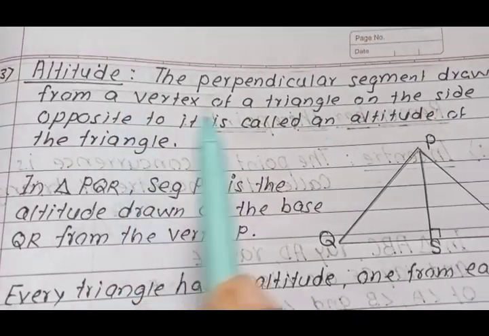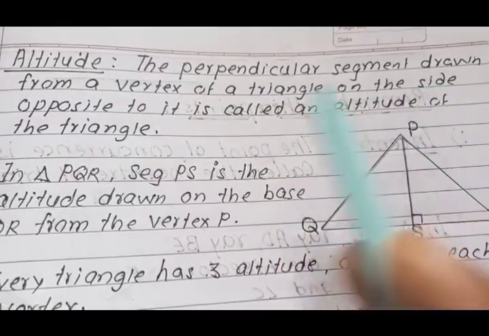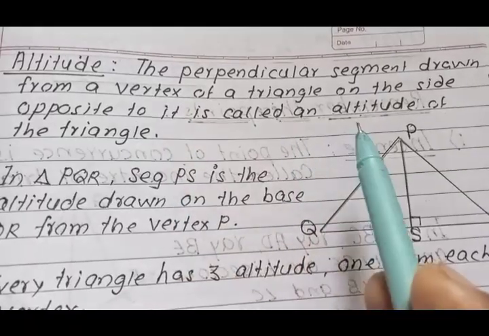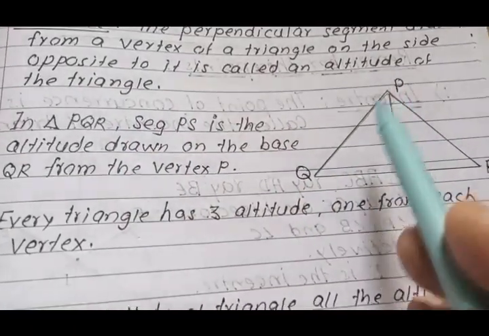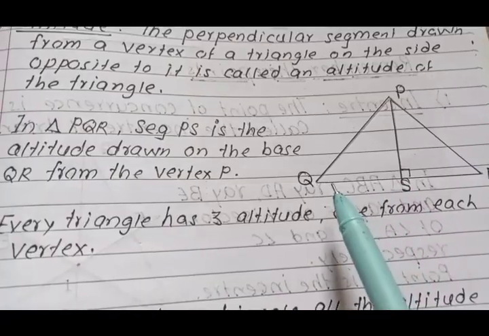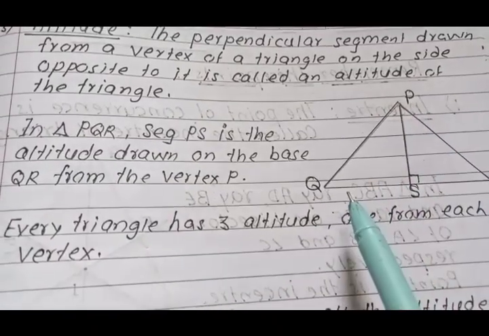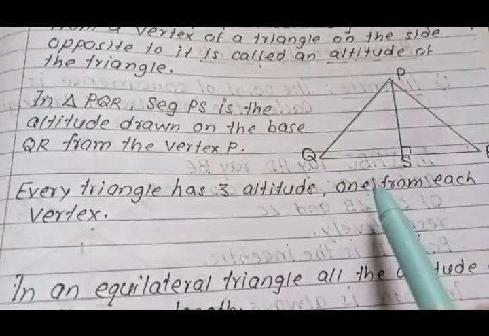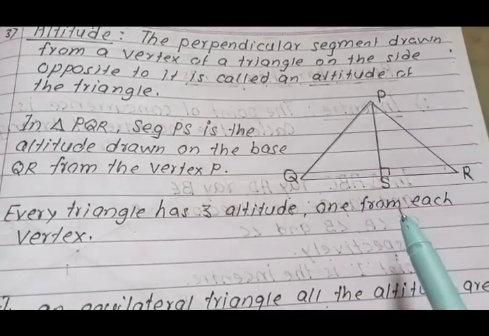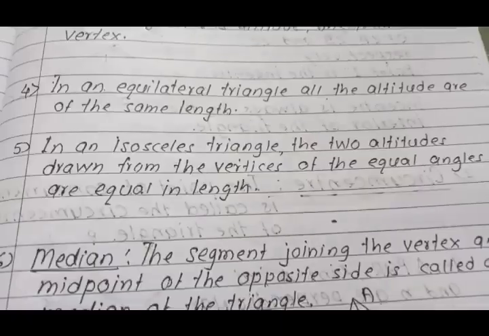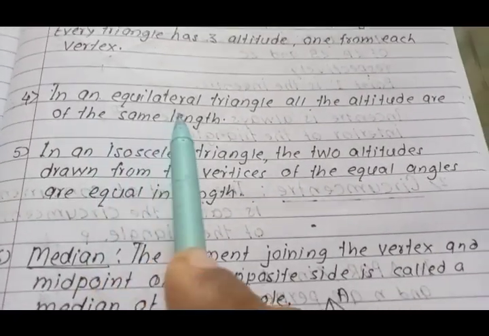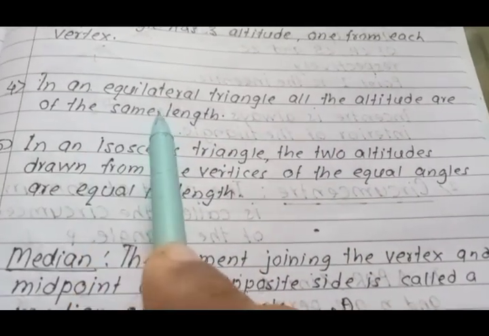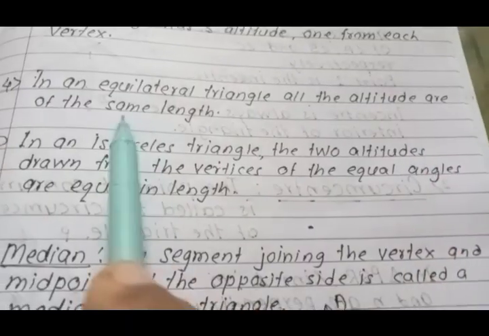Number 3, altitude. The perpendicular segment drawn from a vertex of a triangle to the side opposite to it is called an altitude of the triangle. In triangle PQR, seg PS is the altitude drawn on the base QR from the vertex P. Every triangle has 3 altitudes, one from each vertex. Number 4. In an equilateral triangle, all the altitudes are of the same length.